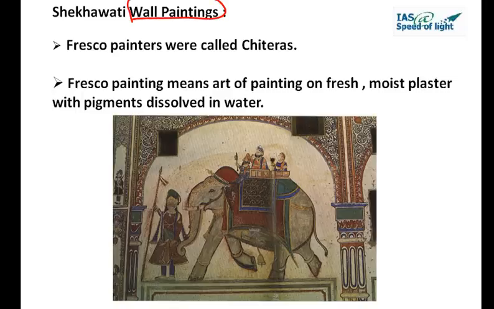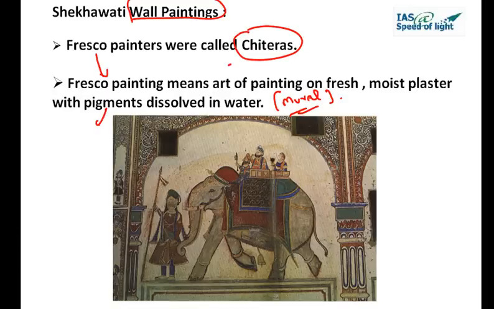Here the fresco painters were called Chitras. Fresco means the art of painting on fresh, moist plaster with pigments dissolved in water. So it is also mural painting, anything done on a wall. Pigments are colors which you add to the water to add color to the picture.